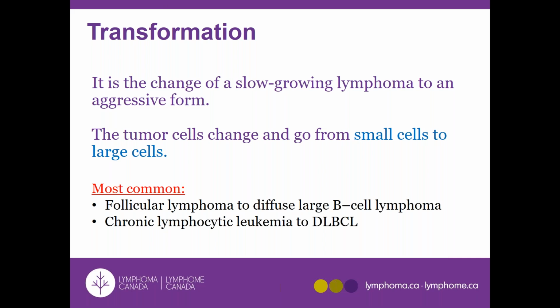Under the microscope, the tumor cells change and they go from small cells to large cells, and that's how we can tell, and the treatment implications would be quite different. Most commonly, follicular lymphoma can transform to diffuse large B-cell lymphoma, or chronic lymphocytic leukemia can also transform to, again, a diffuse large B-cell lymphoma subtype. But there are other transformation events more rarely. So, for example, chronic lymphocytic leukemia can transform very rarely to Hodgkin lymphoma. So if we suspect that this is the case, it's very important to try to figure out what the subtype it's transformed to is.